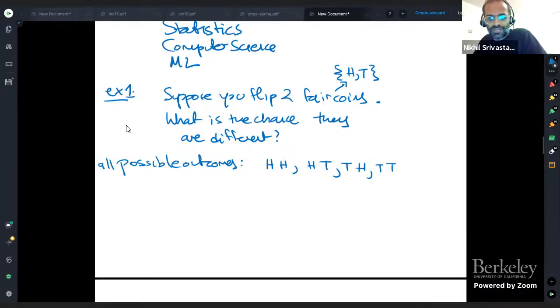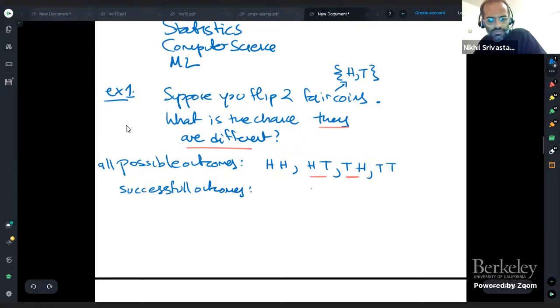And then what are we interested in this particular example? We're interested in what is the chance that they are different. Well, in 2 of these outcomes, they are different. So let's call these the successful outcomes. So it's just HT and TH. And then we're making an implicit assumption here. They're fair coins, and so the implicit assumption is that these are all equally likely outcomes.